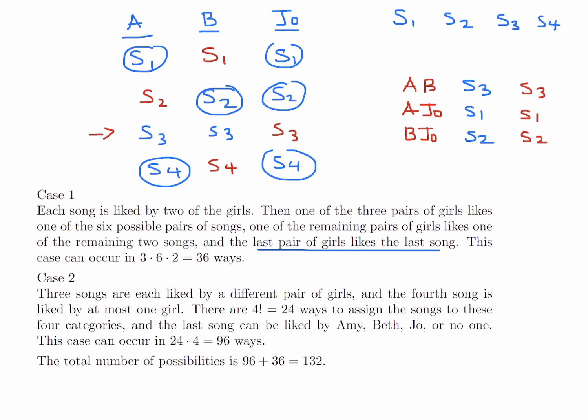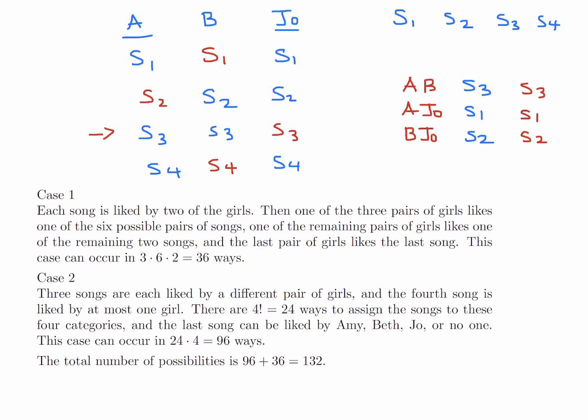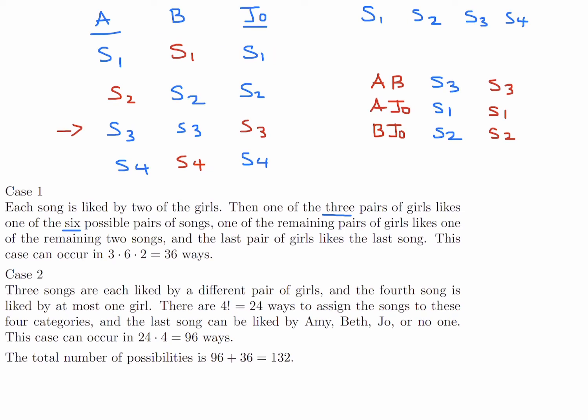So what they're saying is that that all can happen in the following ways. 3 times 6 times 2. And I believe how they got that is 3 pairs of girls, 6 possible pairs of songs, and you've got, of course, 2 songs. So for example, let's explain this. You've got each song is liked by 2 of the girls, right? As you can clearly see, that's the case right up here in my little example. And then each of the 3 pairs of girls likes one of the 6 possible pairs of songs.